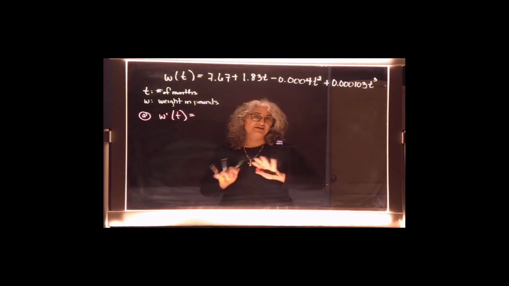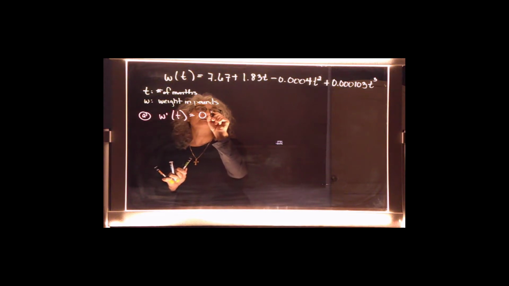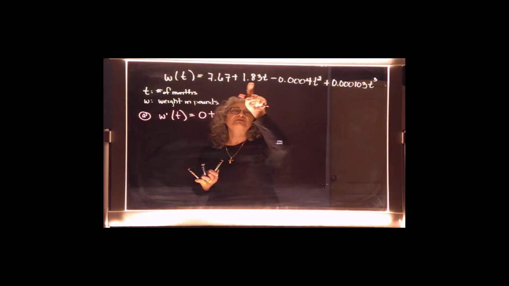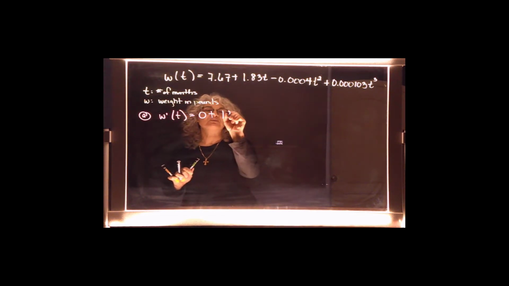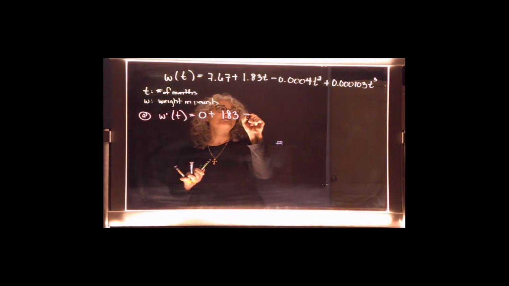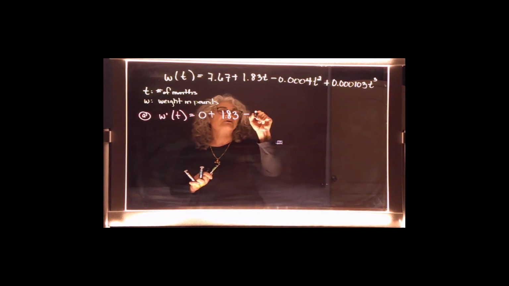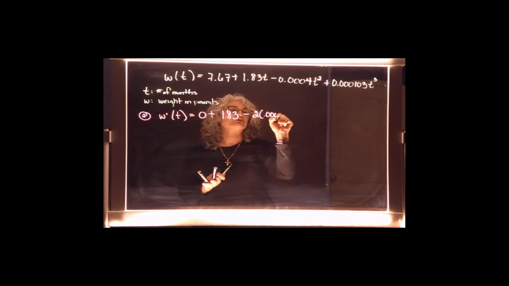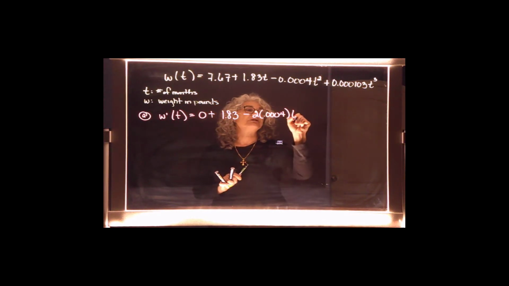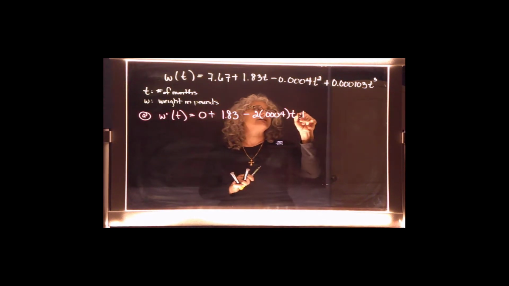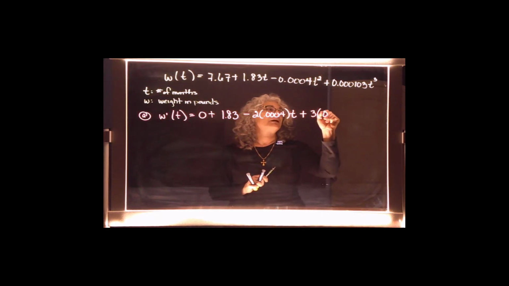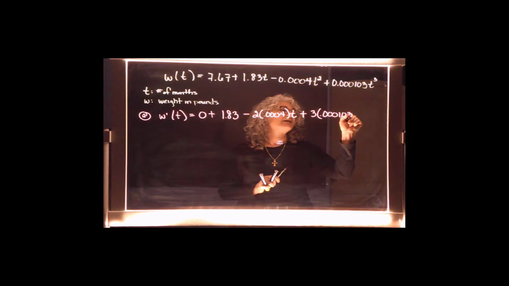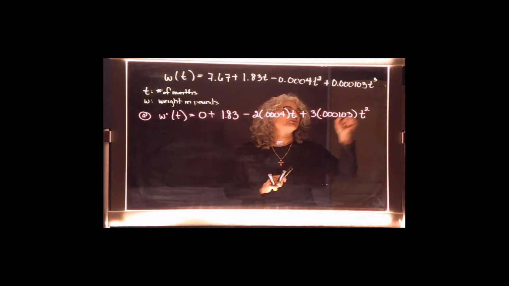So I'm just going to write 0 as a placeholder. And then the derivative of 1.83t is just going to be 1.83. Minus, and now the power comes down and we multiply by the number in front and reduce the power by 1. The same thing with this next term. We bring the power down, multiply it by the coefficient, and reduce the power by 1.